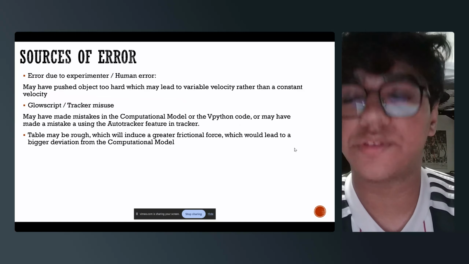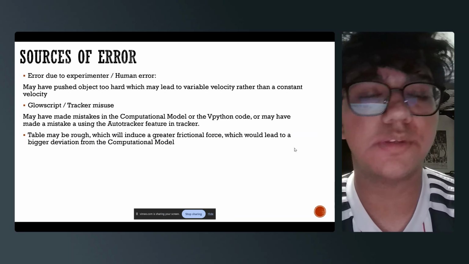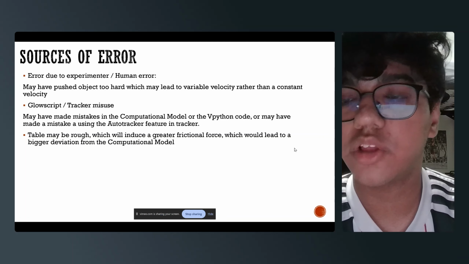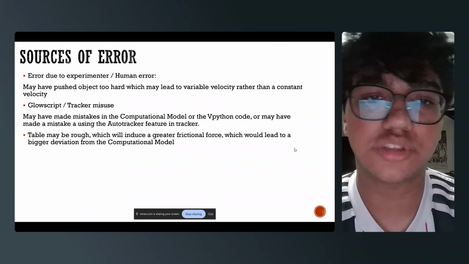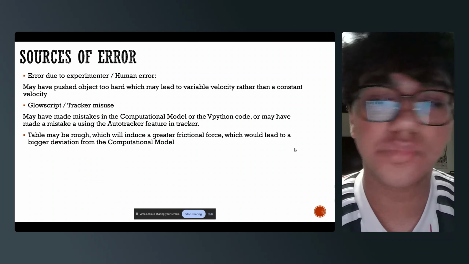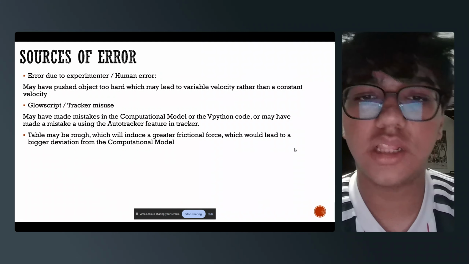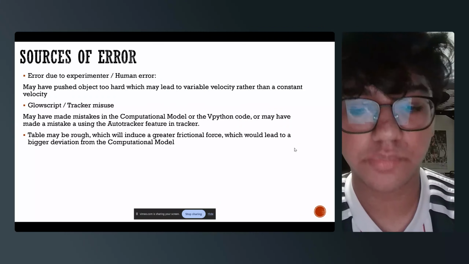Sources of error. So obviously there's error due to the human experimenter. You may have pushed the object too hard, which made it move at variable velocity rather than constant velocity. There obviously could be a GlowScript/Tracker misuse. There may be mistakes in the computational model of the VPython code, or you may have made a mistake using the auto tracker feature in Tracker. The table may be rough as well. It could induce a greater frictional force, which would lead to a bigger deviation from the computational model.